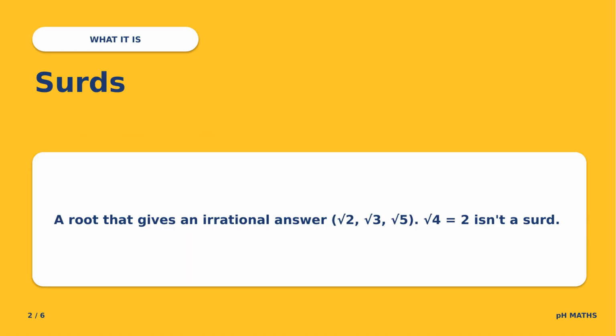A surd is a root that gives an irrational answer. Root 2, root 3, root 5, yes. Root 4 equals 2. So no, that's not a surd because the answer is rational. Surds are the leftover roots that won't reduce to a tidy number, and the skill is keeping them in exact form throughout your working, symbolic and never decimalised.